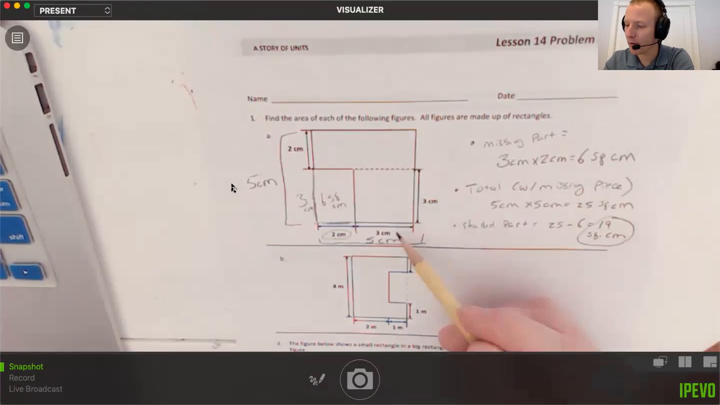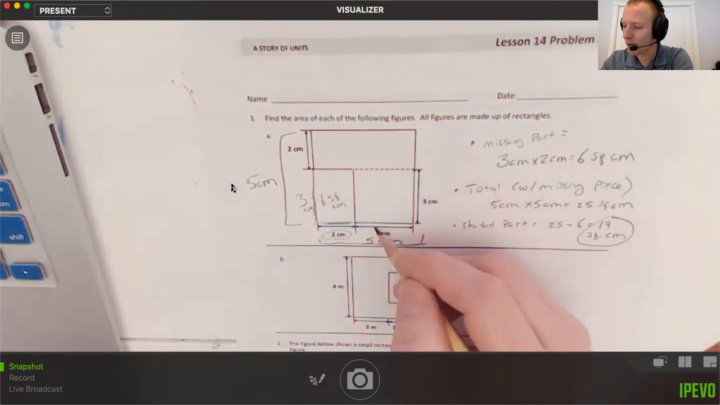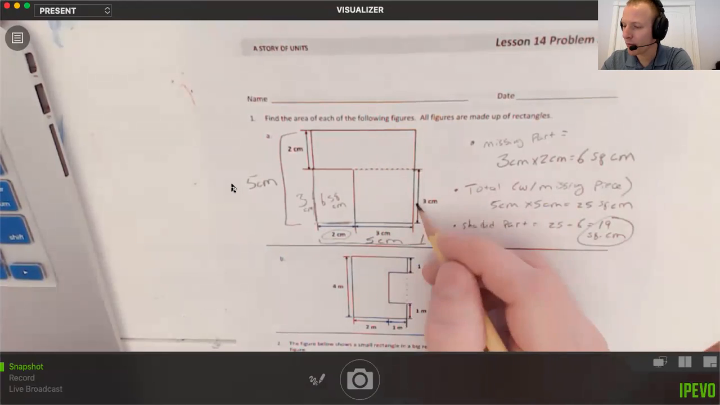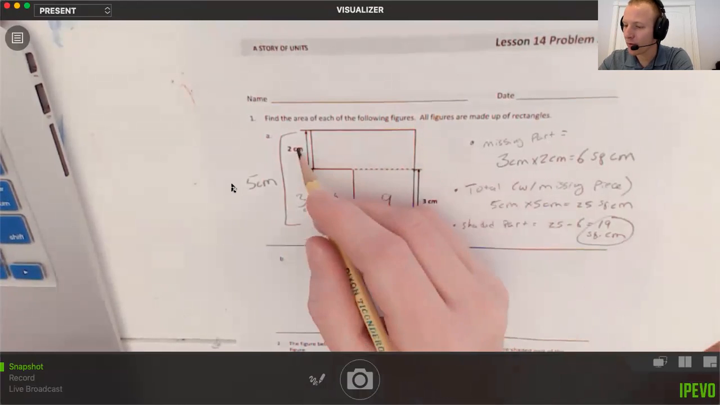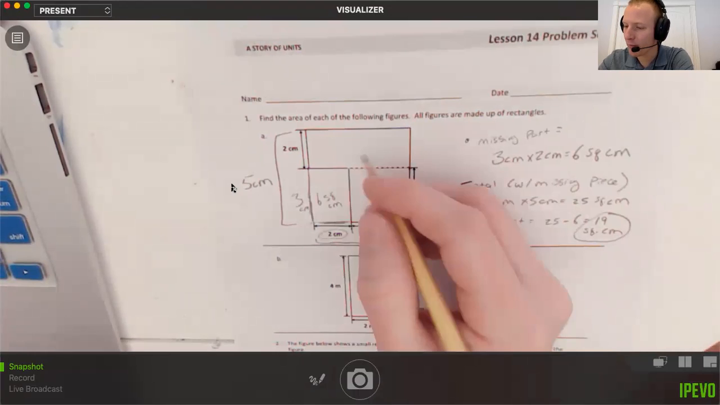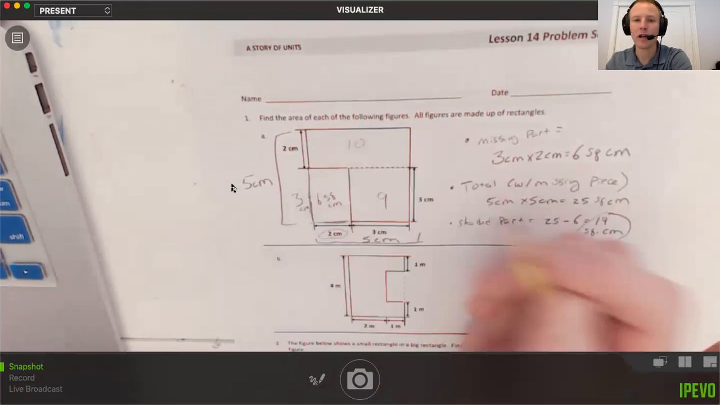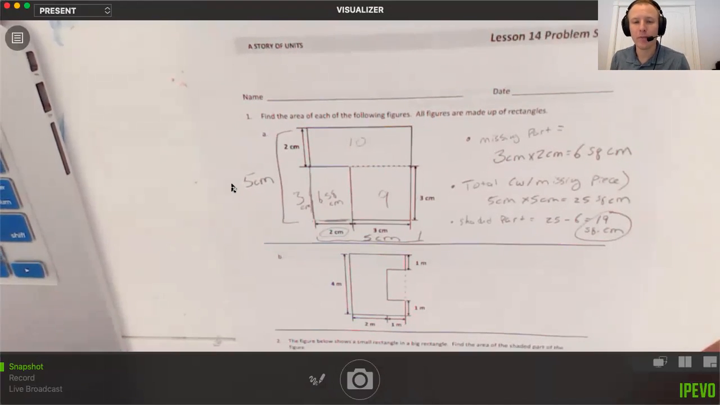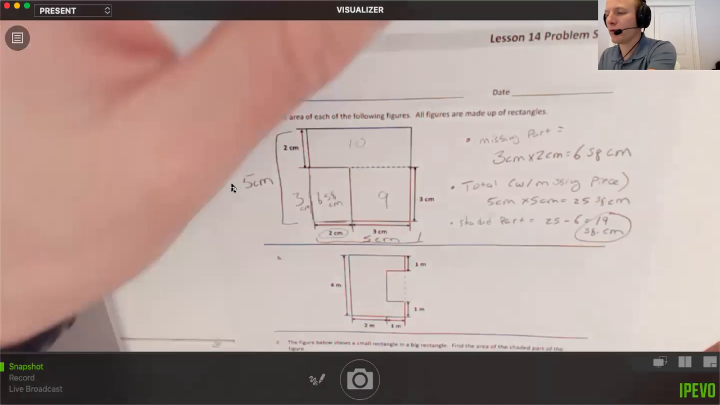Now again, you could have found this as 3 times 3 is 9. You could have found this as 2 times, you add these together and get 5, and you could have found that as 10, and you could have added those together as well. That would have worked just fine. All right, let's move on to the next one.